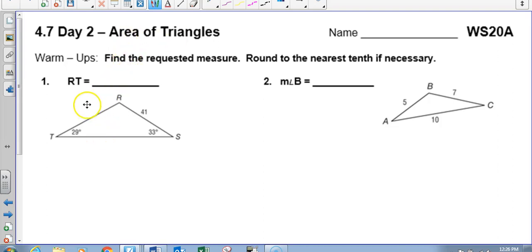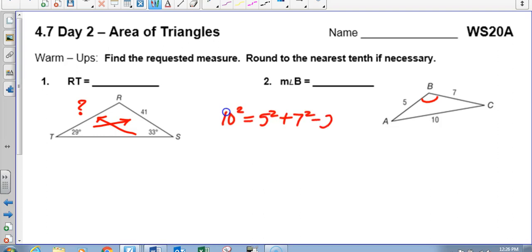If they want us to find RT over here, what are we going to use? Law of sines. Everybody okay? Yeah. If we were doing number 2 and we wanted to find angle B, what would we do? Law of cosines, and it would look like this.